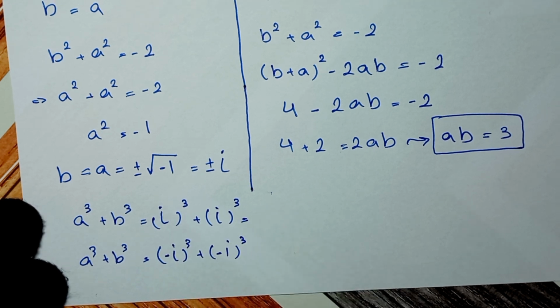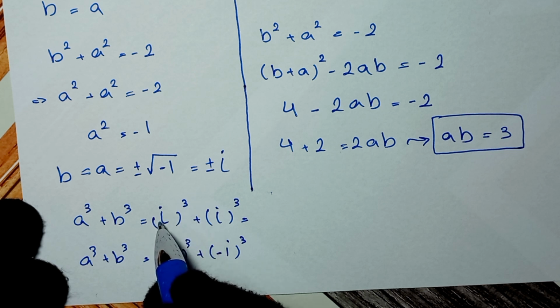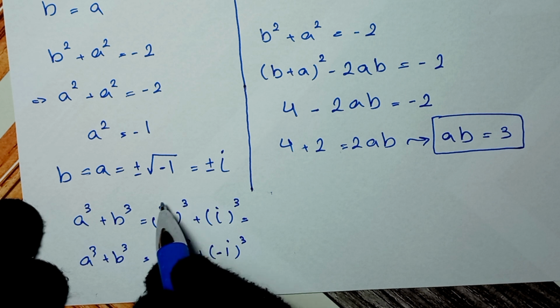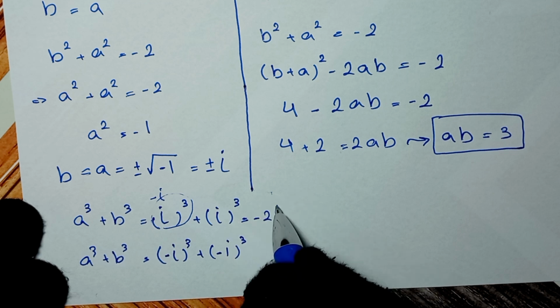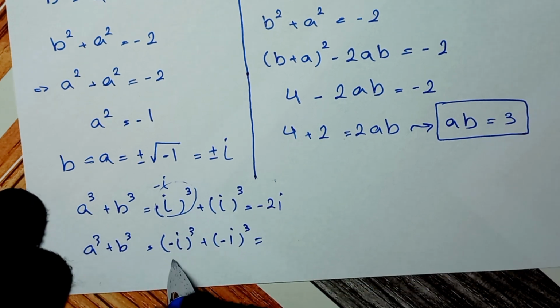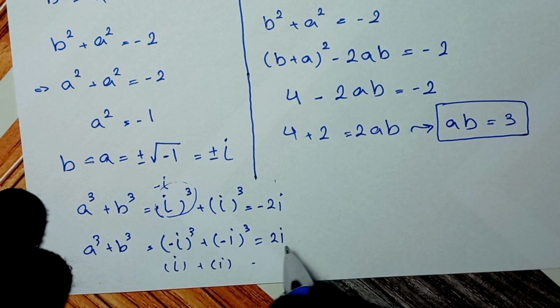And here, i to power of 3, we can write this i square times i, and i square is negative 1, and negative 1 times i, it will be negative i. So this is negative i, and also this is negative i, so it will be negative 2i. And in here, this is equal to i, and plus this i is equal to 2i, right?